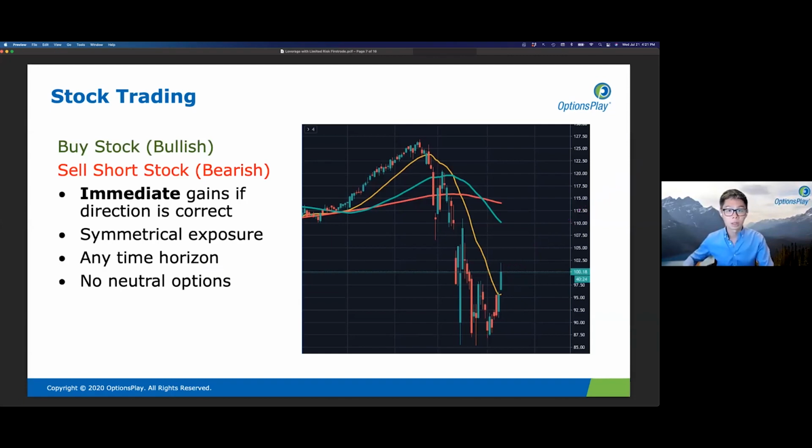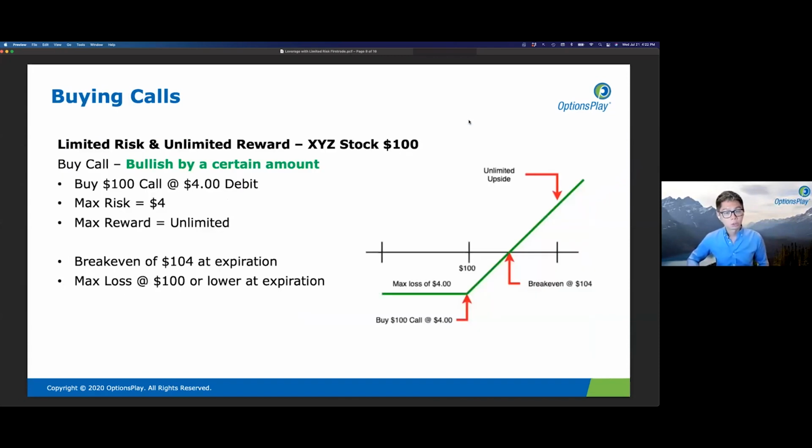The only limitation that you have with stock trading is that there are no neutral options, meaning if you think the stock is going to roughly trade sideways and you don't think it's really going to move very much, there's really no way for you to make money from that trading a stock. You can only make money from that trading an option. So we're going to explore some of these things as to how you can utilize options to take advantage of different outcomes. So the first strategy we're going to talk about is buying a call option.